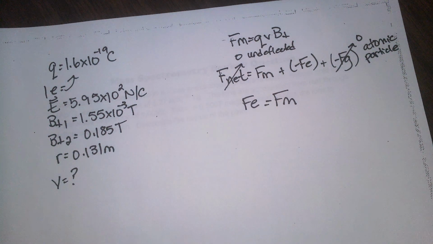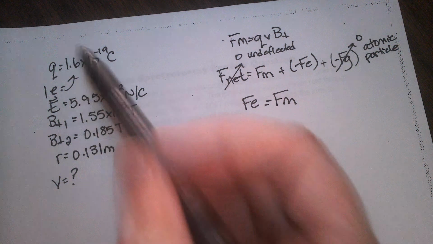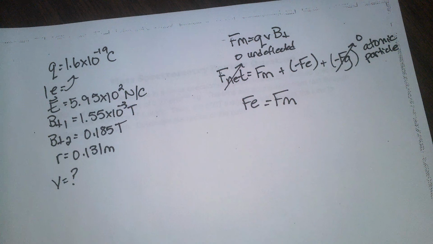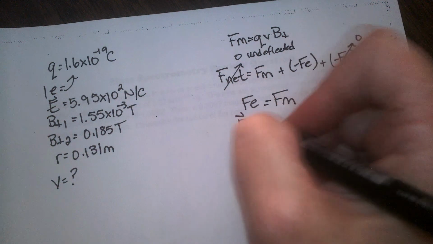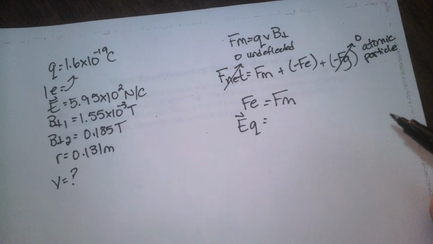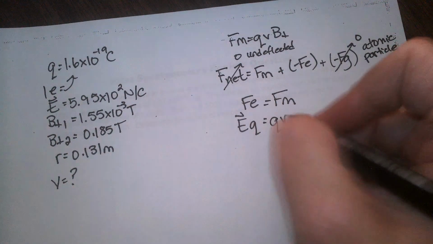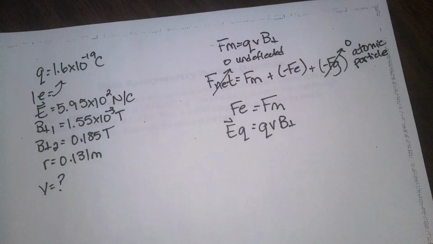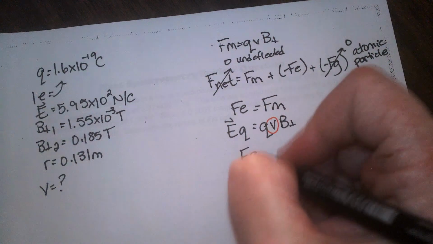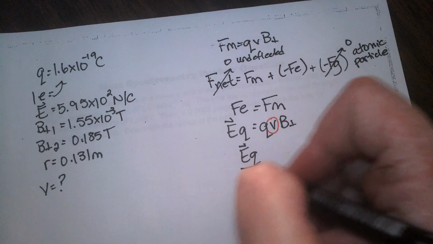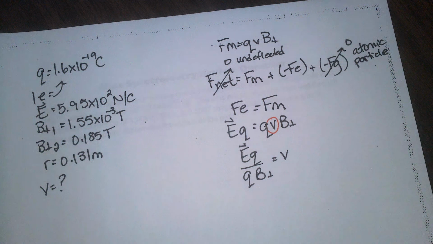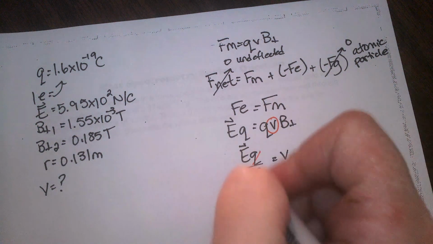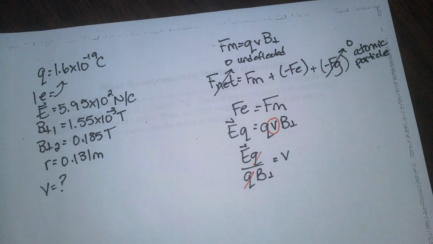How do we solve force electric when we have this piece of information over here? EQ. And how do we solve magnetic force? QVB. Okay, it's asking us to solve for velocity, EQ over QB, and we see that the charge cancels out. So it's electric field strength over magnetic field strength.